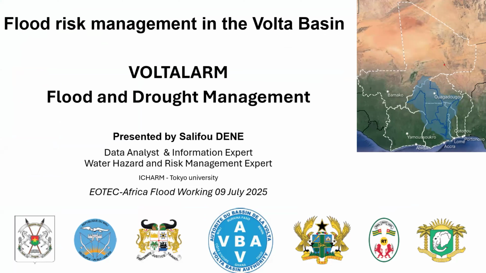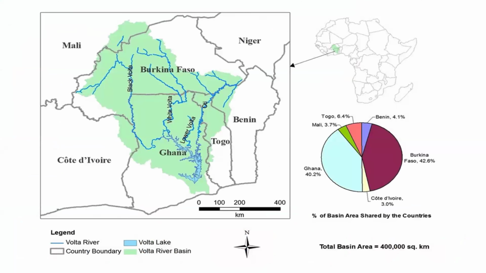About our tools in the Volta Basin Authority. The Volta Basin Authority is a regional institute. This institute has to manage water resources in the Volta Basin. This basin is shared by 6 countries. 2 of the 6 countries have a big part of their area in the basin: Burkina Faso in the upstream and Ghana in the downstream.